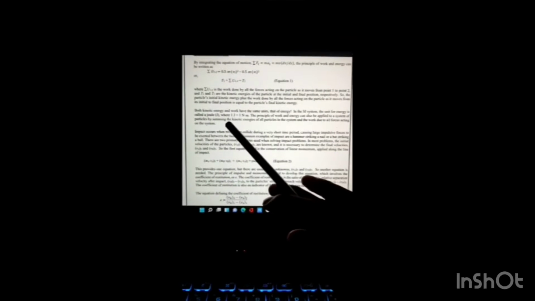Both kinetic energy and work have the same unit, that of energy. In the SI system, the unit for energy is called joule or J, where 1 joule is equal to 1 Newton meter. The principle of work and energy can also be applied to a system of particles by summing the kinetic energies of all particles in the system and the work due to all forces acting on the system.